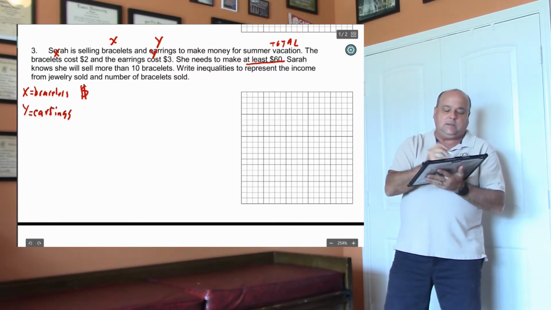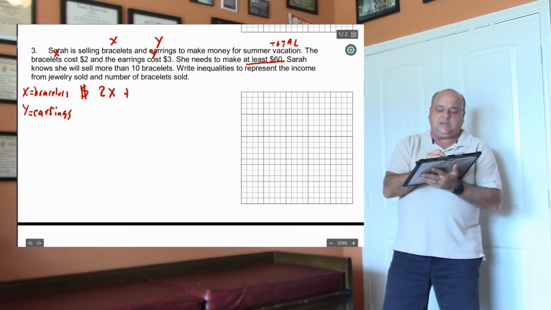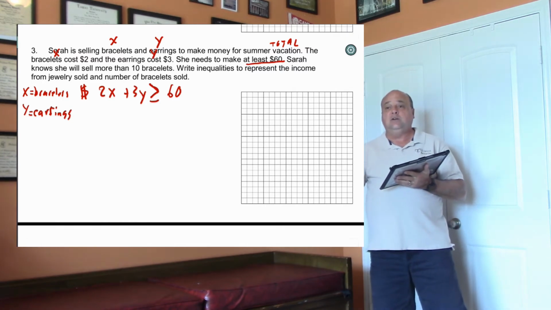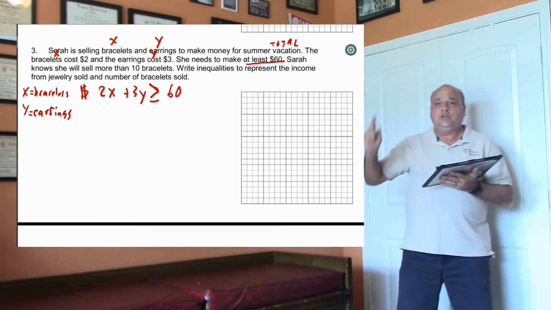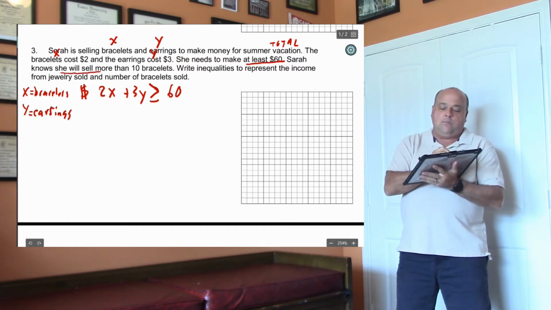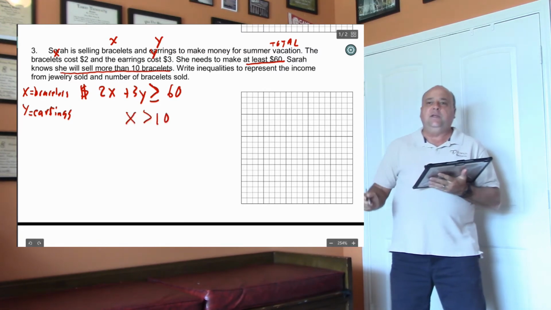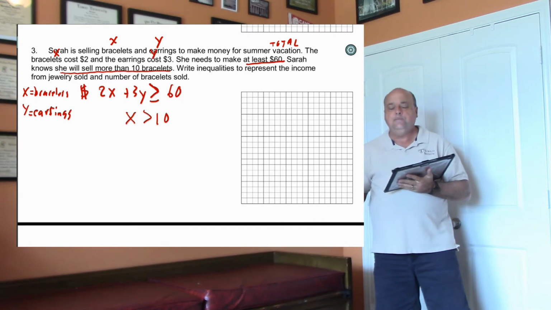So I'm going to put a money symbol, and let's write down all the money here. So $2 for a bracelet, $3 for an earring, has to be at least 60 bucks, right? And it could be equal to. $60 is at least 60 bucks, right? So we could have a greater than or equal there, right? Now then, Sarah knows she will sell more than 10 bracelets. So bracelets is X, so X is going to be more than 10. These will be our two equations, okay?